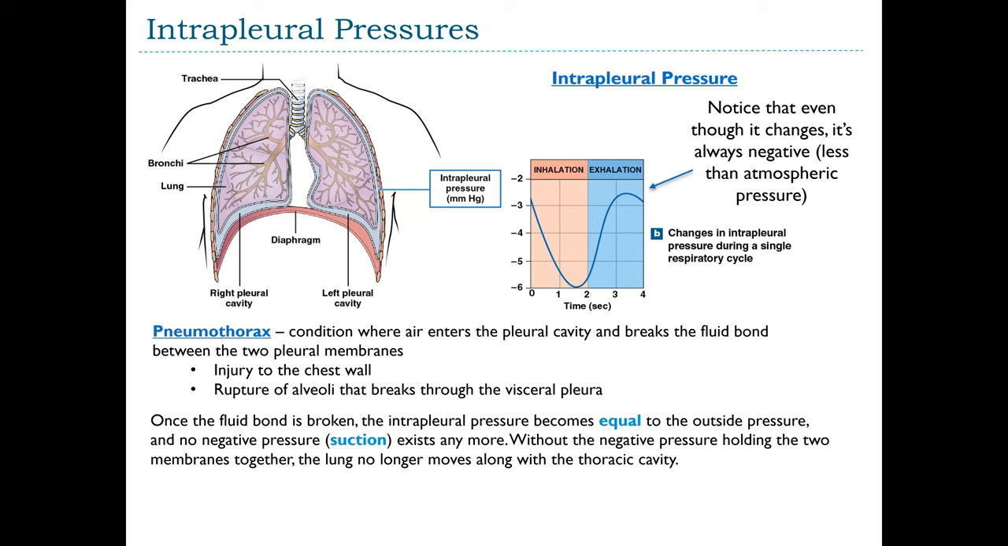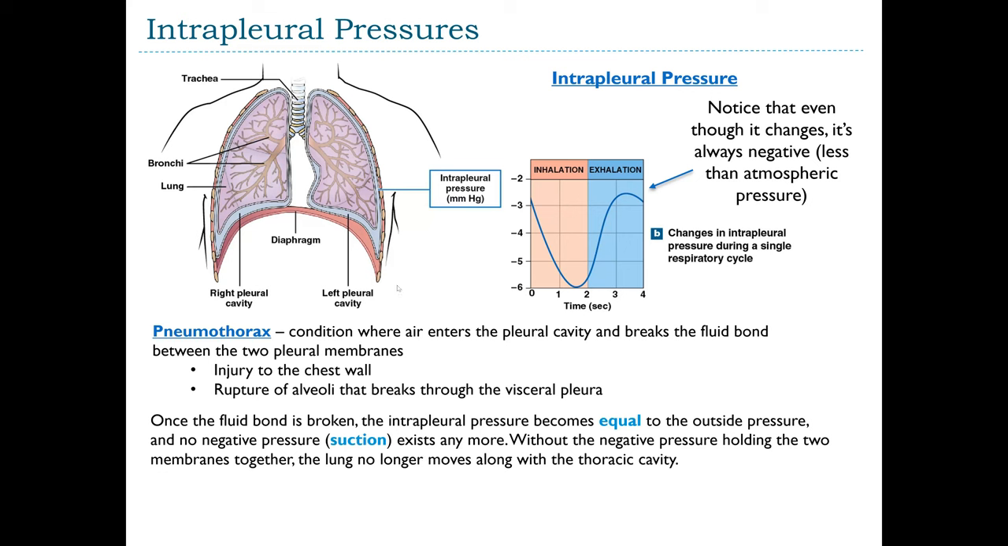So once that fluid bond is broken, the intrapleural pressure then becomes equal to the outside pressure, so it would go up to zero. That means we have no negative pressure, which means we have no suction that exists anymore. And without the negative pressure holding those two membranes together, the lung no longer moves along with the thoracic cavity.